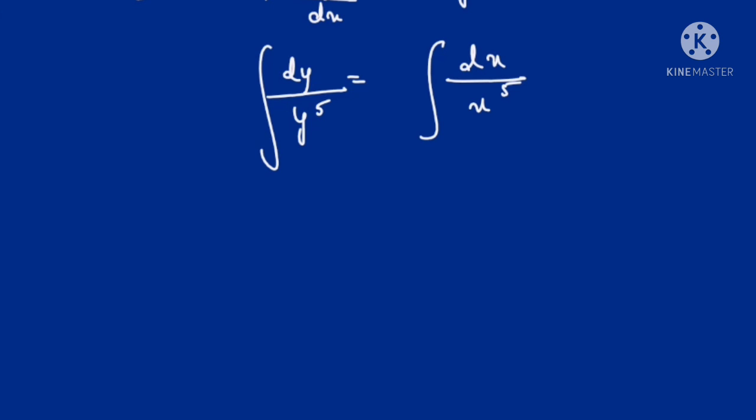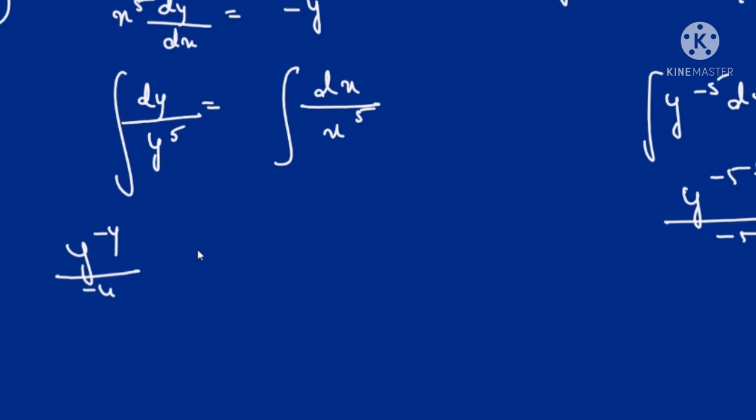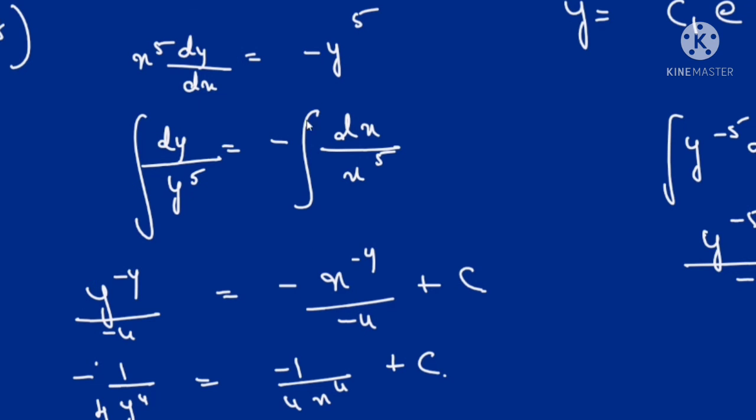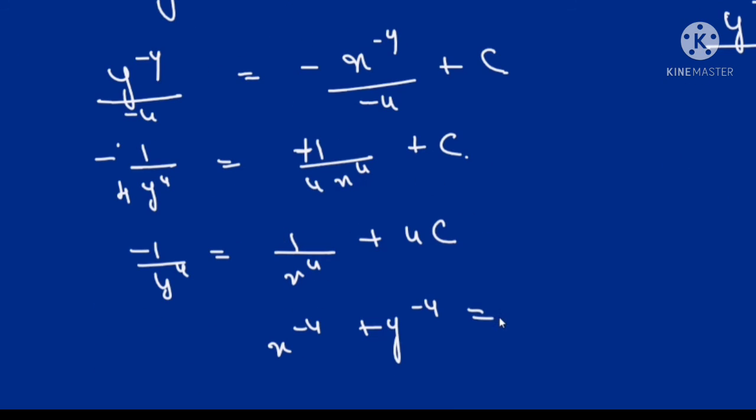So that is y power minus 5 plus 1 by minus 5 plus 1. So it will become y power minus 4 by minus 4, equals x power minus 4 by minus 4 plus c. This is minus y power 5, so this minus is there. Integration of x power 5 is x power minus 4 by minus 4. There is a minus sign here. Plus c. That's the answer.